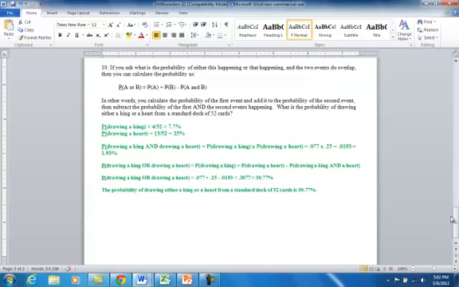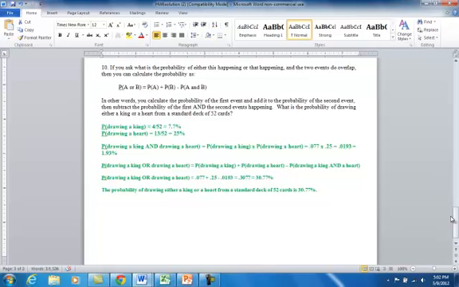And we know A and B is going to be multiplied, right? Because it's an AND. So in other words, you calculate the probability of the first event, you add it to the probability of the second event, and then subtract the probability of both events happening. All right, because what we want is the probability that either one is going to happen or the other. That's why this is different.